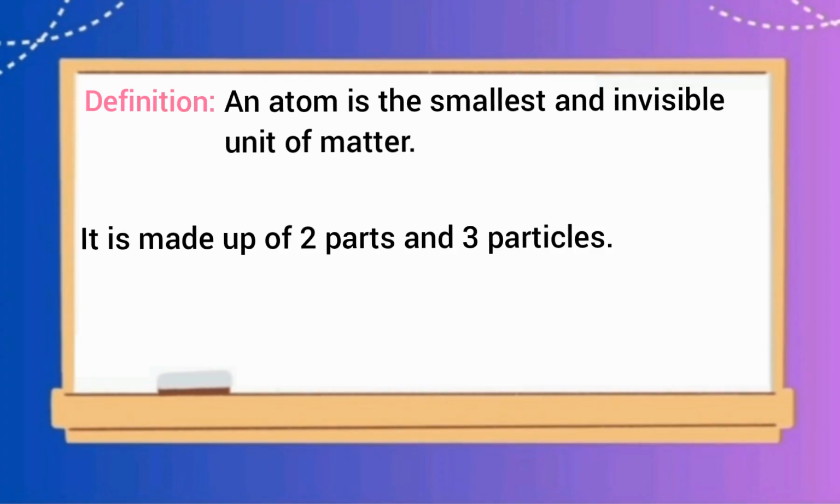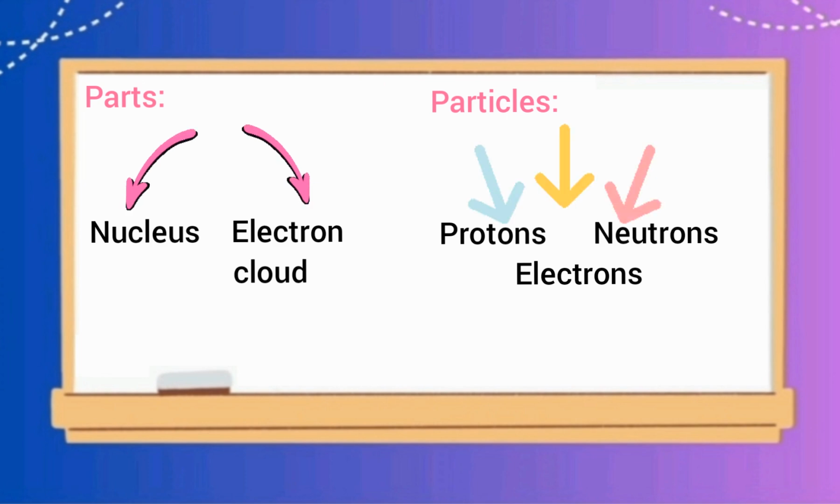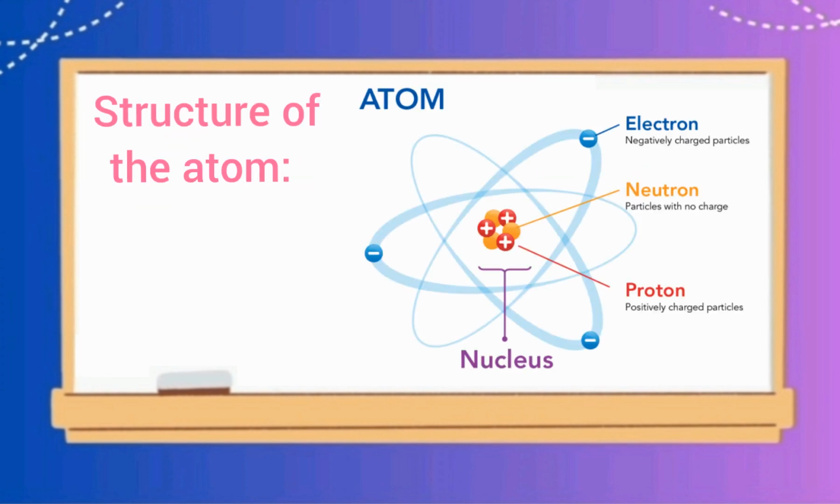The definition: an atom is the smallest and invisible unit of matter. It is made up of two parts and three particles. The parts are nucleus and electron cloud, the particles protons, electrons, and neutrons. As you see, the particles are located in or on the parts. To understand this idea better, let us look at the characteristics of each particle.